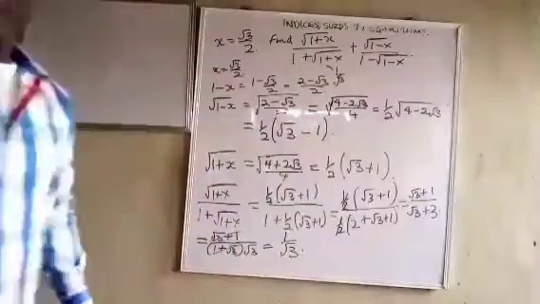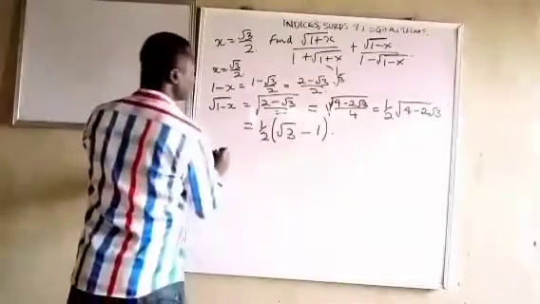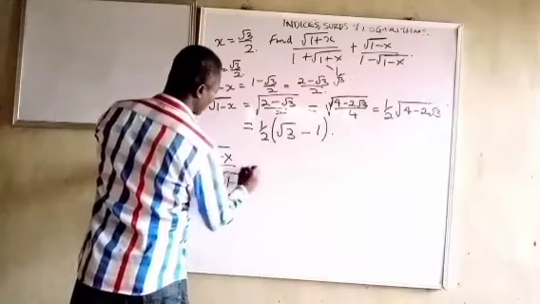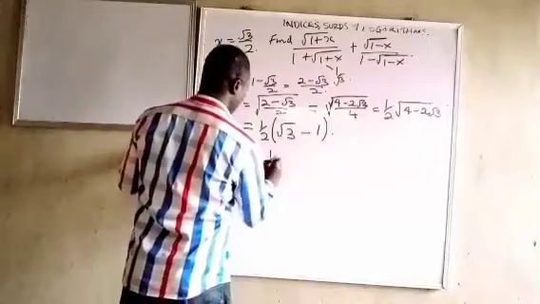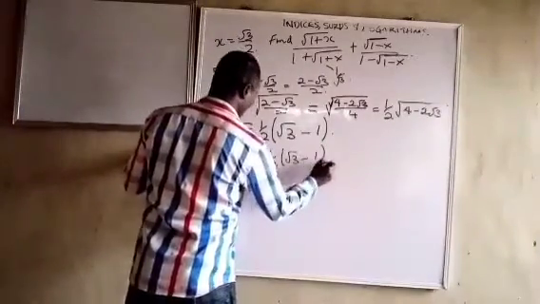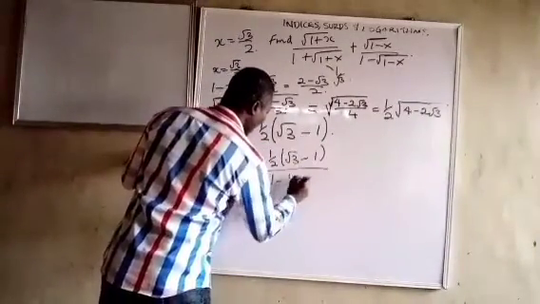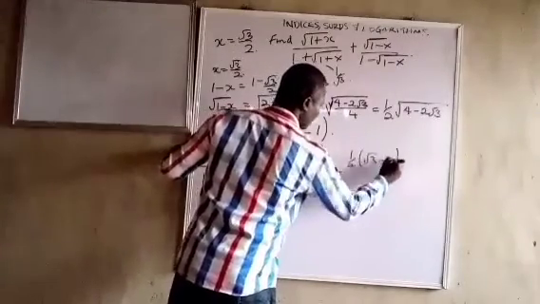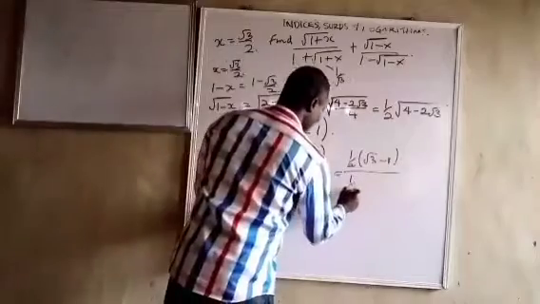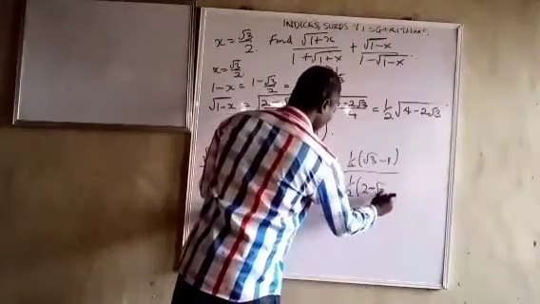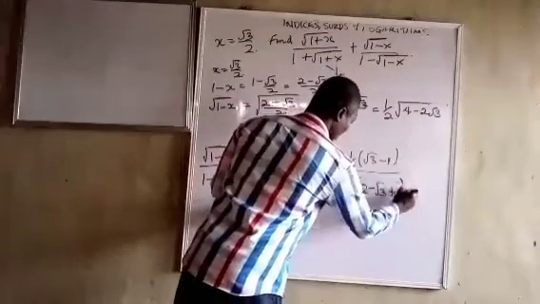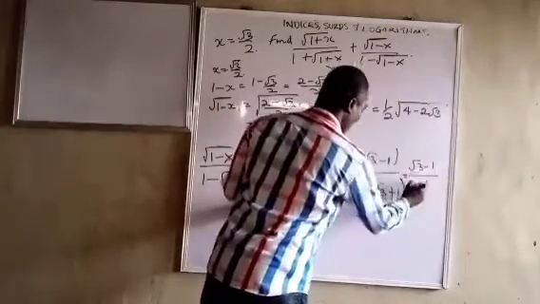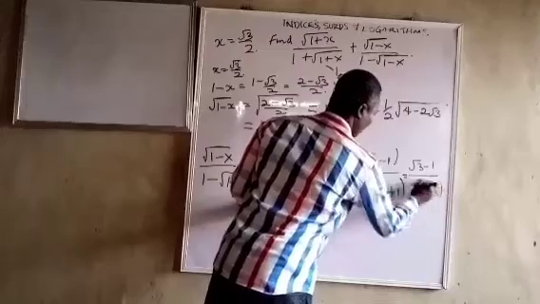Let's see what the second part will give us. So for the second part, we have root of 1 minus x over 1 minus root of 1 minus x is going to be half root 3 minus 1 over 1 minus half into root 3 minus 1, which is half root 3 minus 1 over half into 2 minus root 3 plus 1, which is root 3 minus 1 over 3 minus root 3.